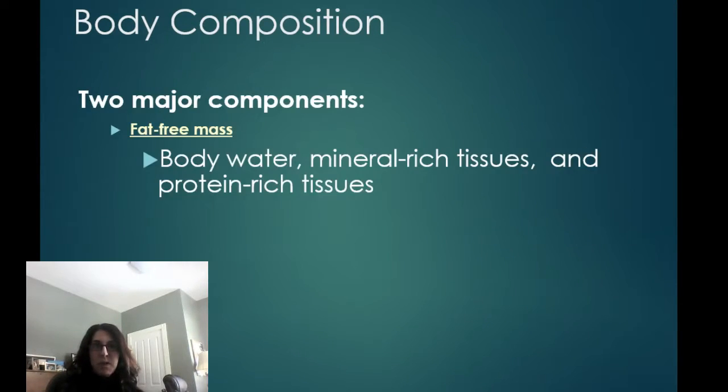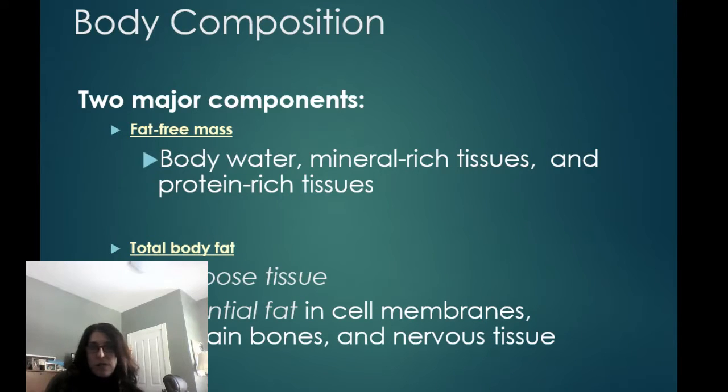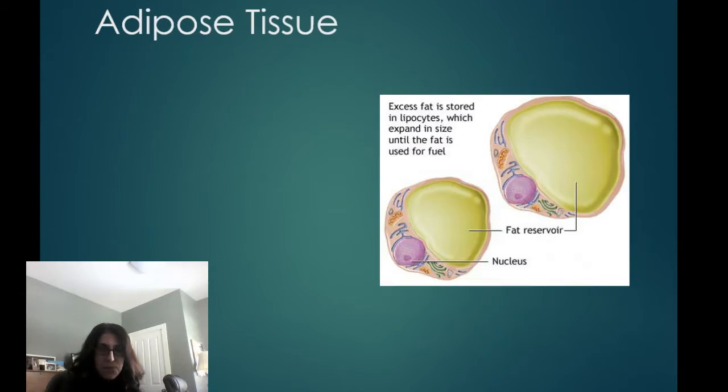Body composition. There's two major components. There's the fat-free mass, so body water, your mineral-rich tissues, protein, your skeletal tissue, your organs, and then there's the fat. But remember, fat is in cell membranes, certain bones, marrow, that's fat, and then the nervous tissues. So don't forget about those myelin sheaths that have a fat covering.